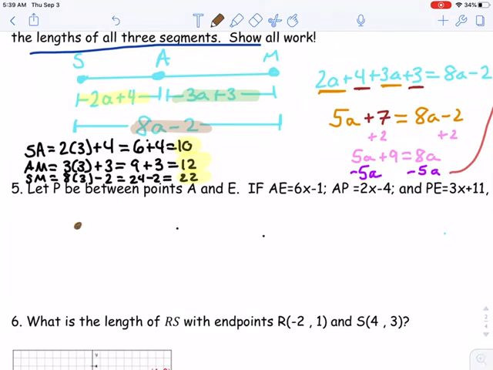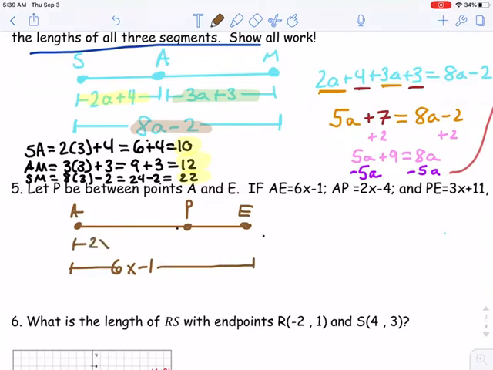All right. So let P be between A and E. Let's put P over here for fun. All right, AE, so now it's telling me the whole thing at first. It's saying this whole thing is 6x minus 1. So that's good. AP is 2x minus 4. And then PE is 3x plus 11.